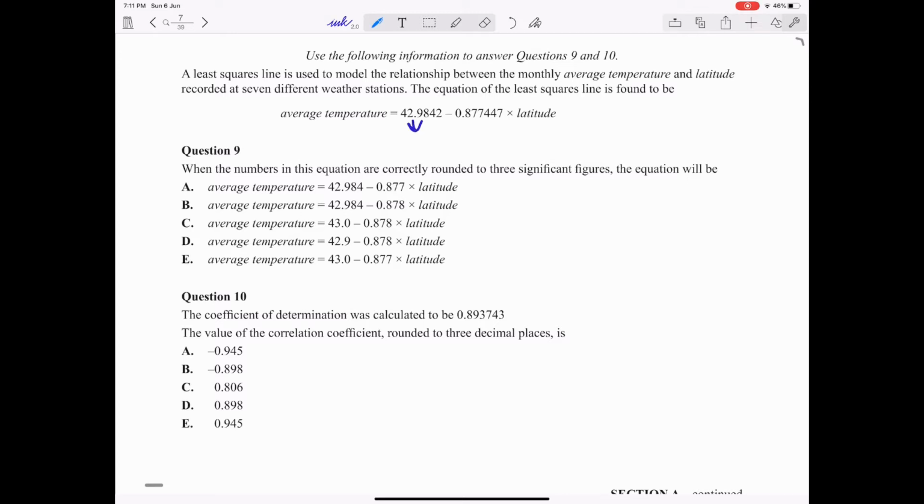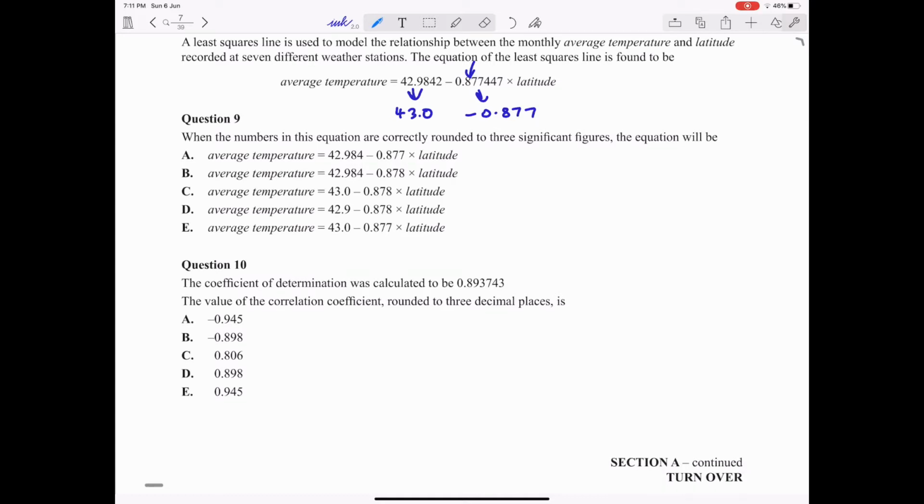If we do that for the y-intercept, it will be 42 point... It'll become 43.0, because this 8 over here rounds it in total to 43.0, and you must write the 0 because the 0 is significant. And then for the slope, 3 significant figures would be negative 0.877. The significant figures start from here. The 0 over here is not considered a significant figure. So therefore, just look at the options you have. 43.0, negative 8.77, so therefore E is correct.